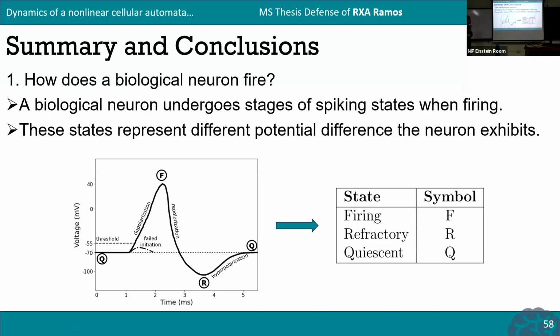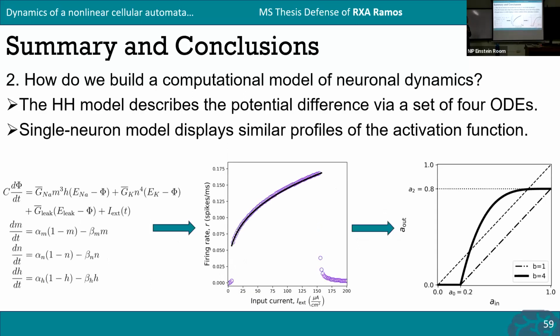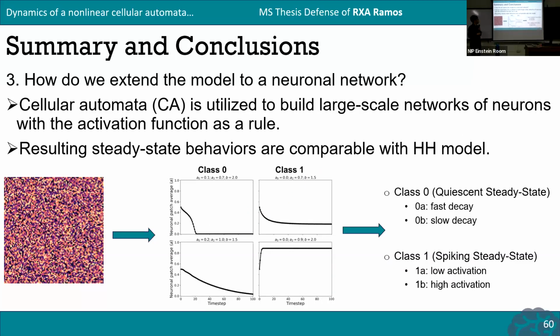To summarize, a biological neuron undergoes stages of spiking states when firing. These states represent different potential difference or voltage difference that the neuron exhibits. The HH model describes this potential difference via a set of 4 ODEs, and every single neuron model that we have seen displays similar profiles of the activation function, which we normalize into our nonlinear approximation. And then we utilize a cellular automata model to build large-scale networks of neurons with the activation function as a rule, resulting in the following steady-state behaviors comparable with the HH model.